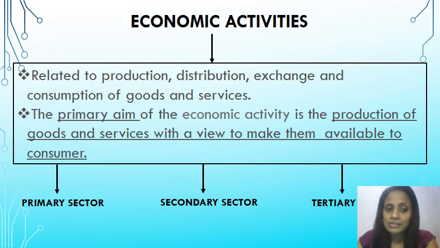Economic activities are related to production, distribution and consumption of goods and services. The basic motive or primary aim of an economic activity is production of a good or service with a view to make it available to a consumer to fulfill his or her final want. Broadly, we can classify these economic activities into three categories. You all know well: primary sector, secondary sector, and tertiary sector.